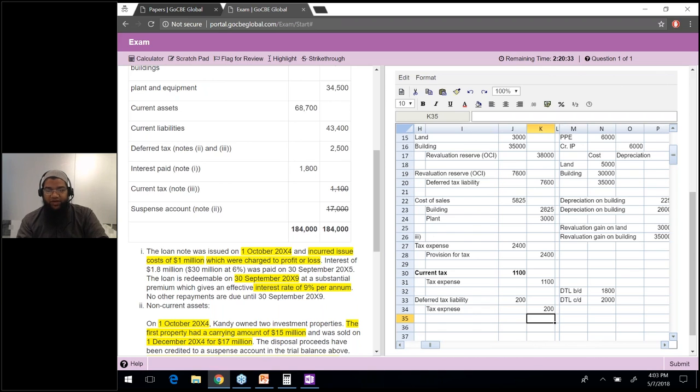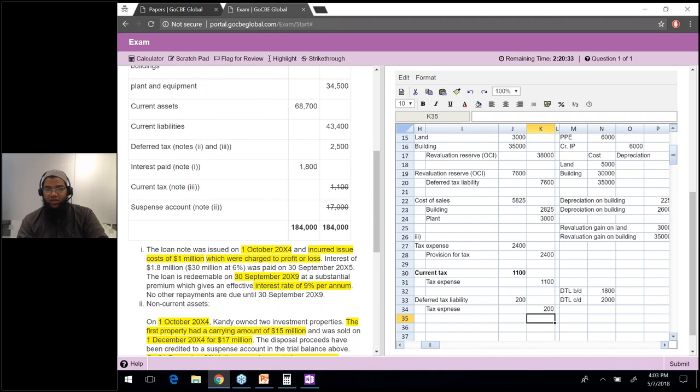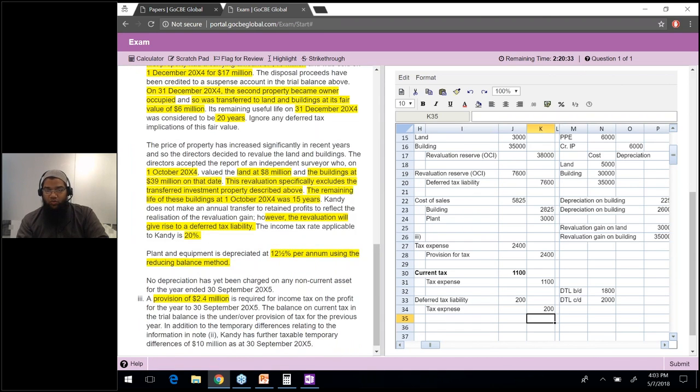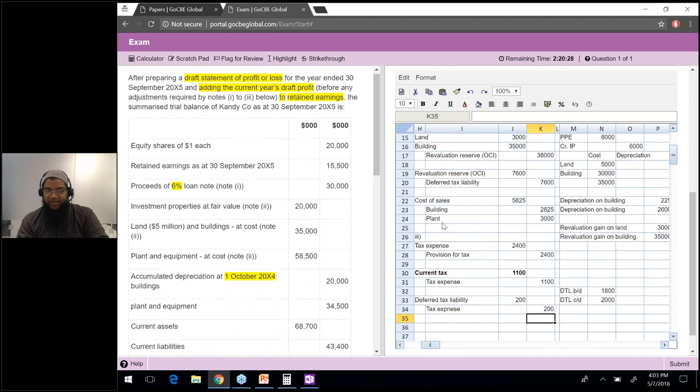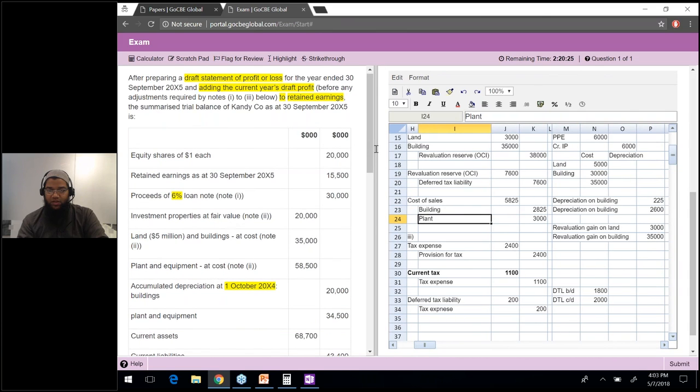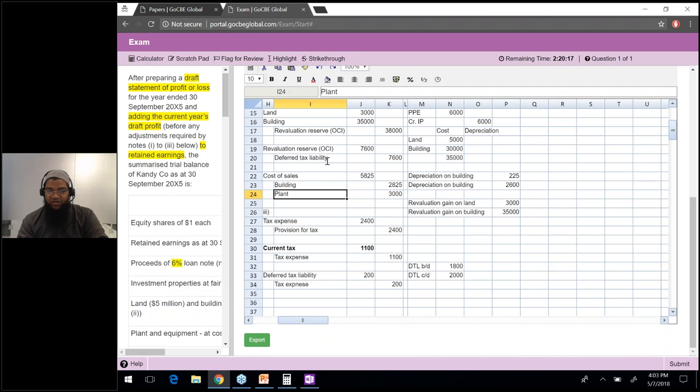So this is how we have completed all of the accounting entries. Now I need to incorporate these entries to calculate the retained earnings correctly. So what I'm doing is I'm stretching the question, the answer sheet, so that I can see more area on the question paper.